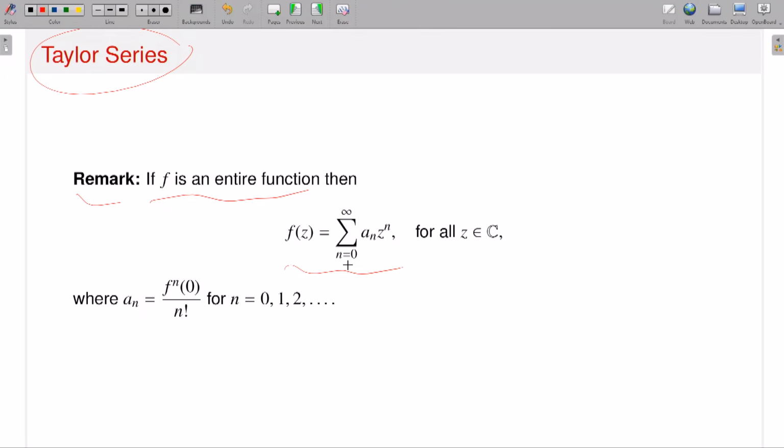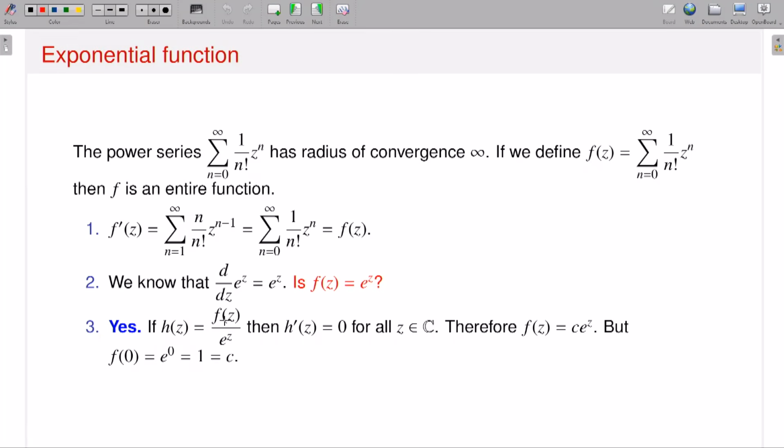That means I can write f(z) as the sum from n equals 0 to infinity of a_n z^n, where a_n is equal to f^(n)(0) divided by n factorial. Okay. So as I said, the exponential function will have the power series 1 by n factorial times z to the n. Now suppose you start with this power series, 1 by n factorial z to the n. What is the radius of convergence?